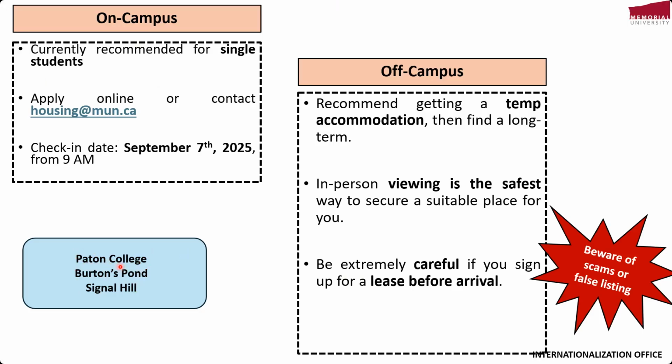If you want to apply, you can either apply directly on the housing portal or connect with housing@mun.ca. The email is mentioned here, and you can ask for details about fees, the application, and how to apply.